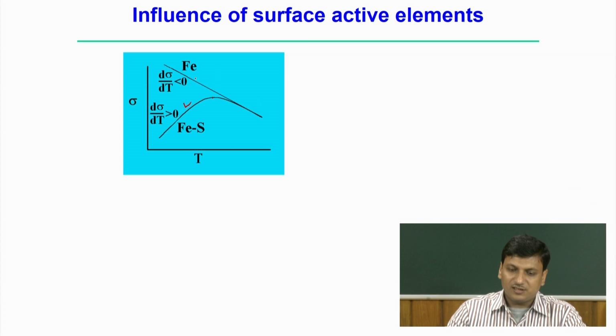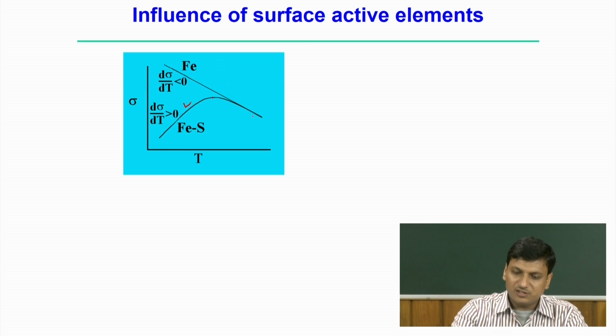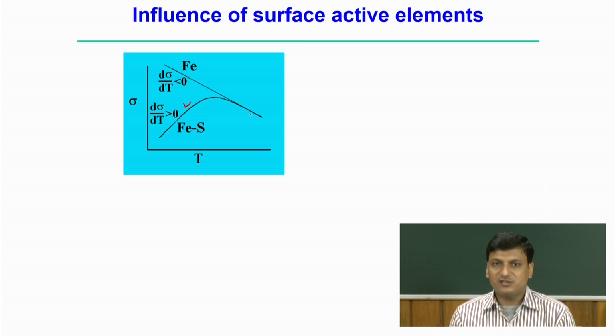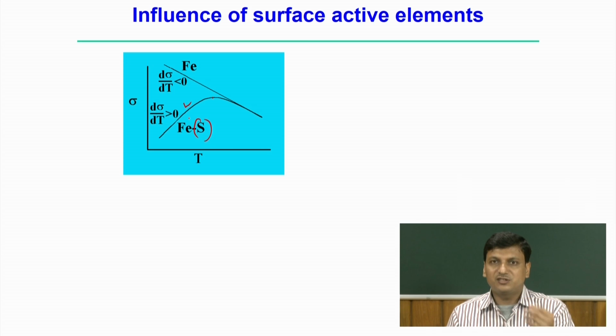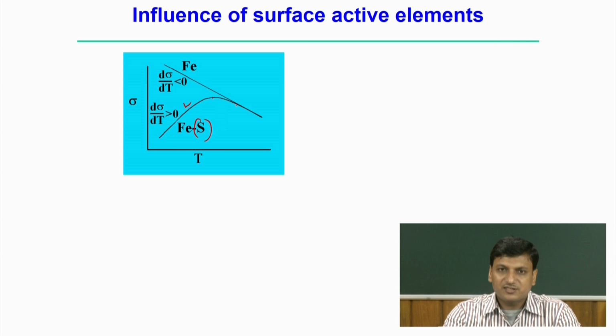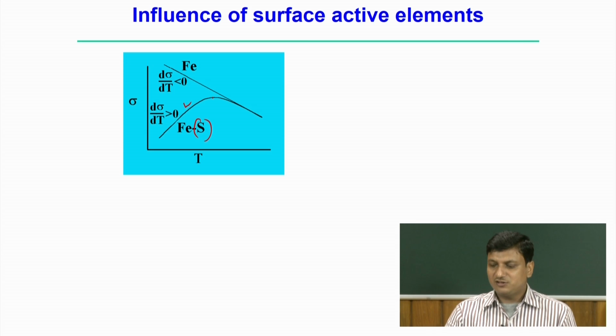And then the other way also decreasing. But this generally happens in the presence of surface active elements, for example, sulfur in the steel, which creates this kind of profile of the temperature coefficient of the surface tension. In other cases, when we consider the pure element without any surface active elements, they generally follow this negative slope. That is the representation of the coefficient of the surface tension as a function of the surface active elements.